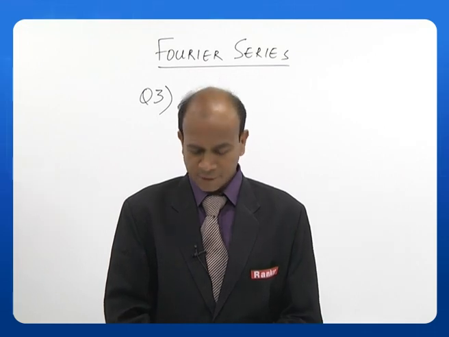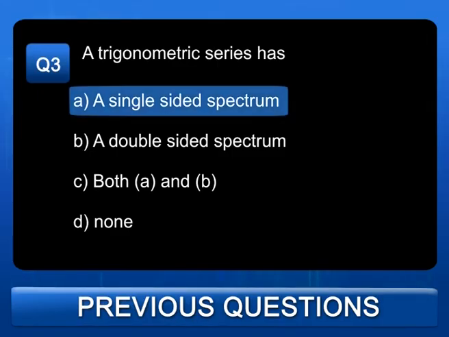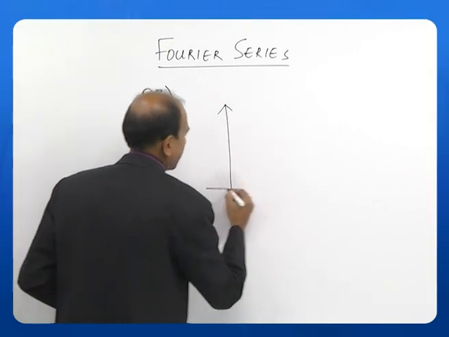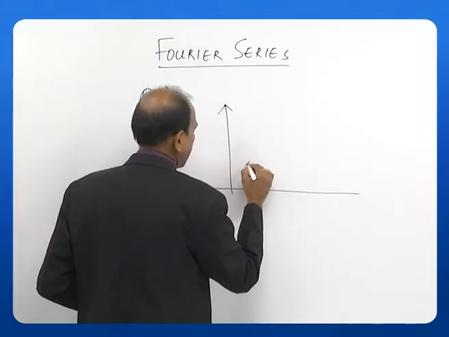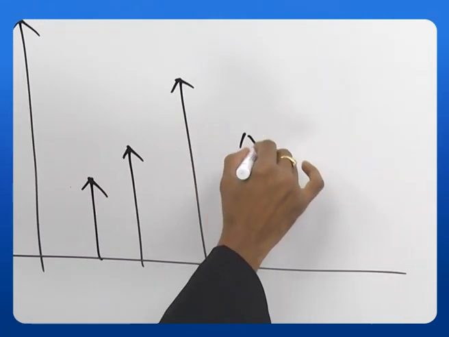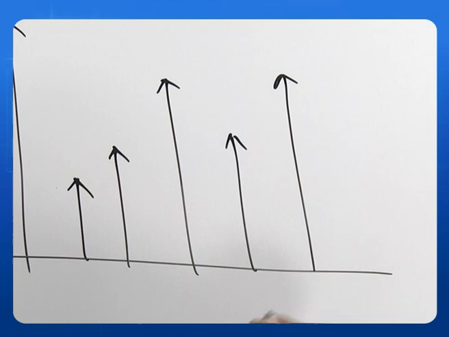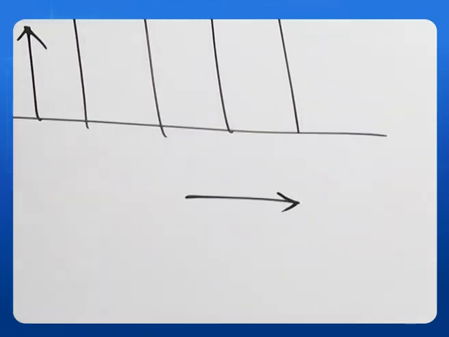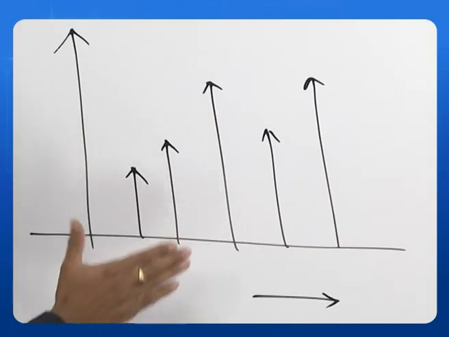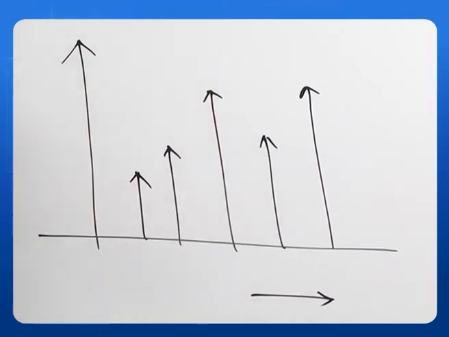Let us see what the answer is. The answer is, it is a single-sided spectrum. So it will have only on the single side. Okay. So it will have something like this spectrum. As you see here, this is existing only on one side of the axis. That is why this is called a single-sided spectrum. Let us see question number 4, fourth question.